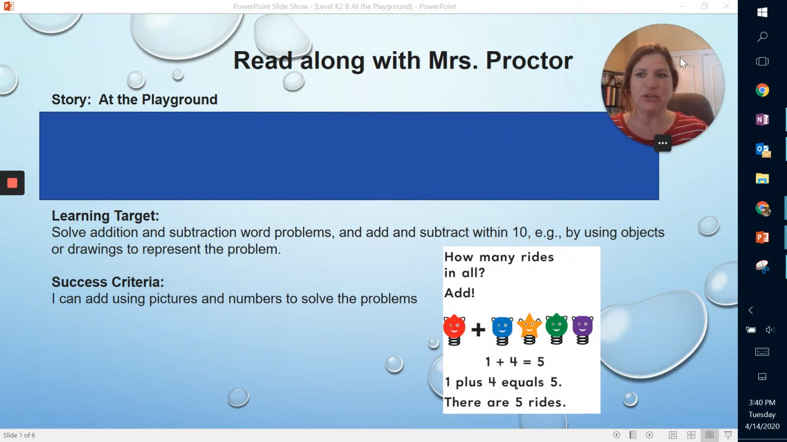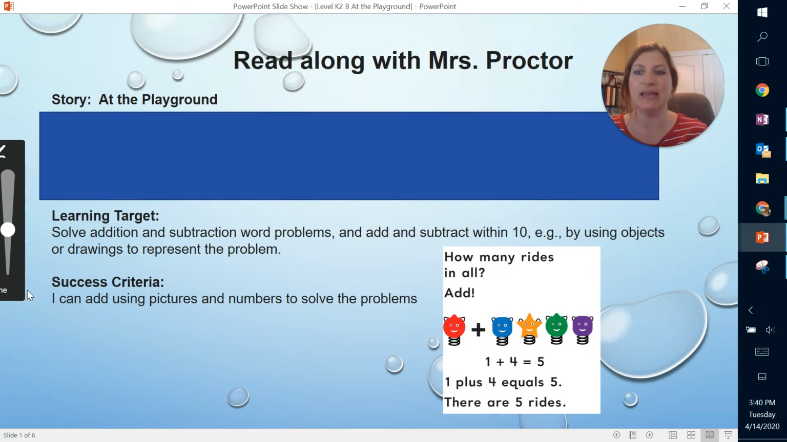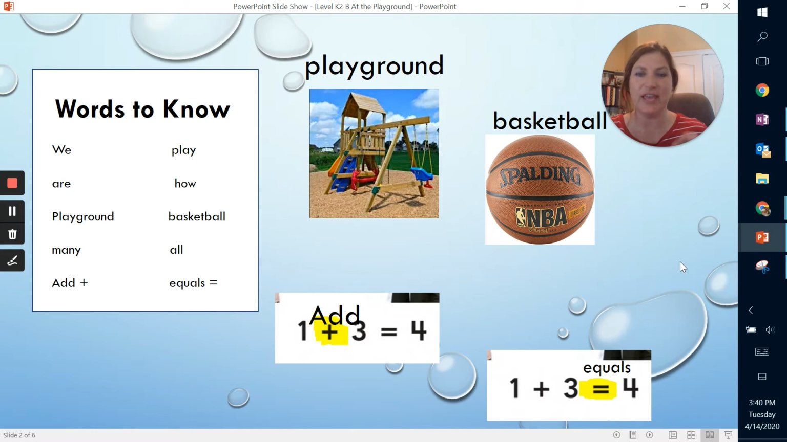So today we're going to do our learning target: solve addition word problems and add within 10. Now our target is to learn how to subtract as well, but we're just going to concentrate only on addition today. So we're going to use pictures and we're going to use numbers to solve those word problems or addition problems.